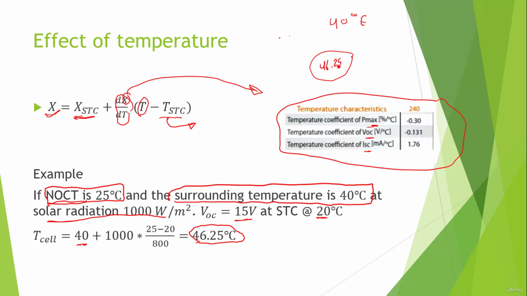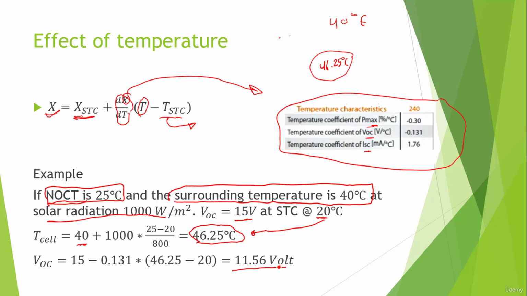46.25 degrees Celsius. Due to the increase of the temperature from 20 degrees Celsius up to 46.25 degrees Celsius, this will cause a reduction in the voltage: 15 minus 0.131 times 46.25 minus 20. So the new voltage is going to be 11.56 volt. Now you can see the voltage has been reduced from 15 volt to 11.56 volt.